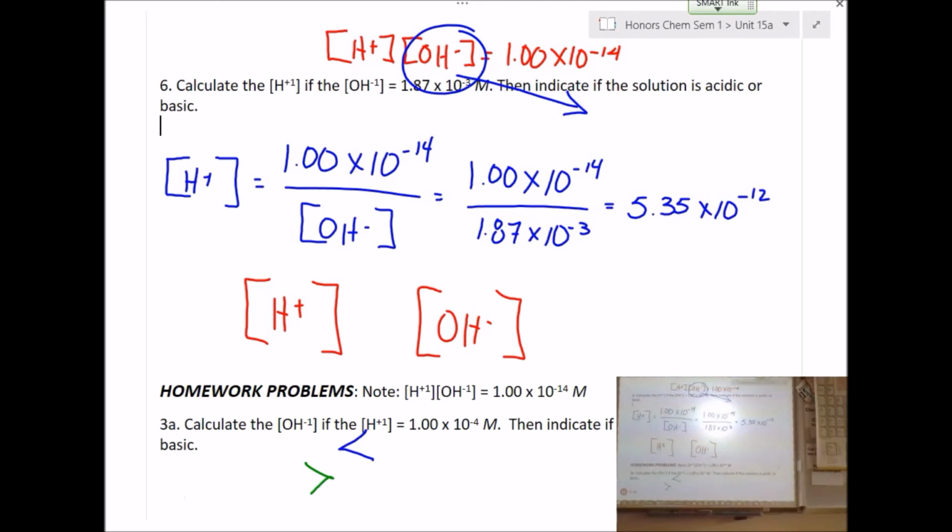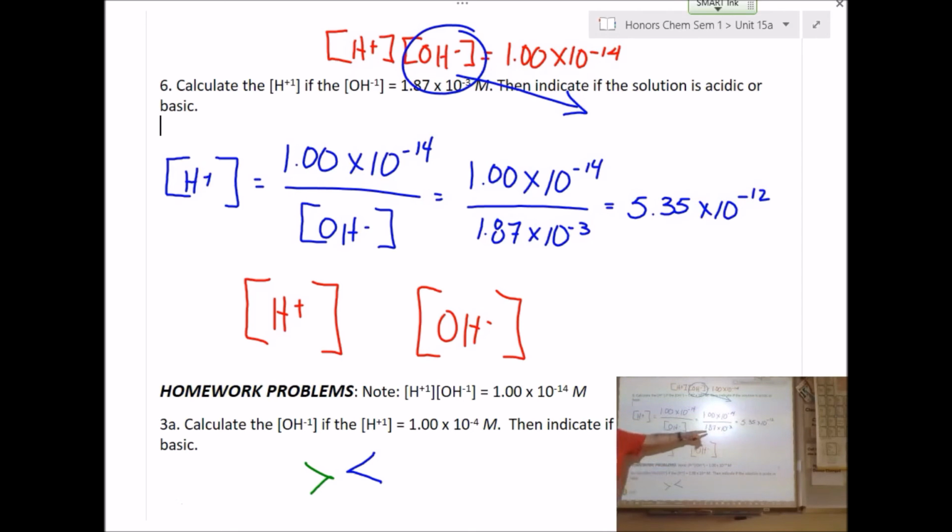Okay. So let's answer this. Does hydrogen have a higher concentration or hydroxide? Hydroxide? So everybody agree with that? Okay, so acidic or basic? You're going to say acidic? So which one's bigger, hydrogen or hydroxide? No guessing. That's a good question. Why would hydroxide be bigger?